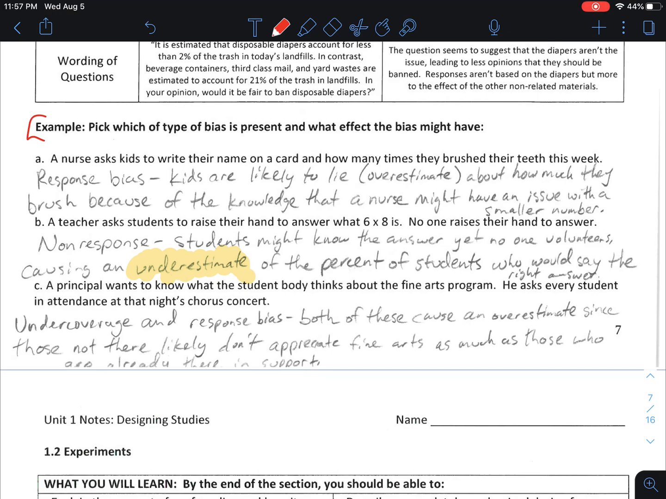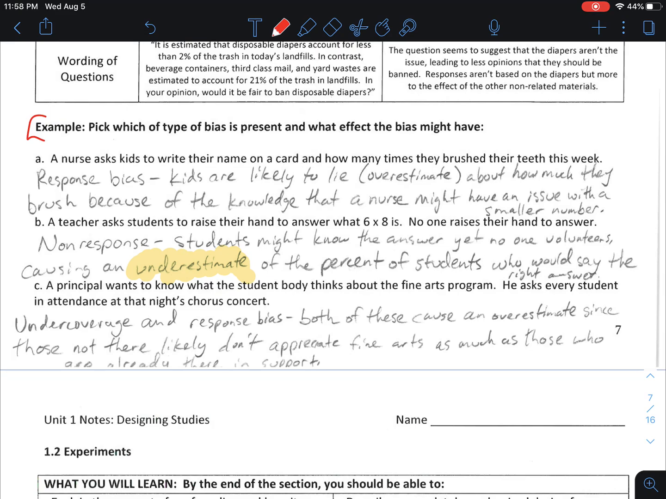Undercoverage, because if they're at that night's chorus concert, they're likely a fan or aficionado, or whatever you want to call it, of the fine arts program, because they have a sibling or a buddy or a son or daughter that's in fine arts. So they've spent a lot of money and time. They think highly of it. Now there are going to be some people there that don't think highly of the fine arts program. They're just there to support their kid, but you're more likely to see people that are overestimating that response.